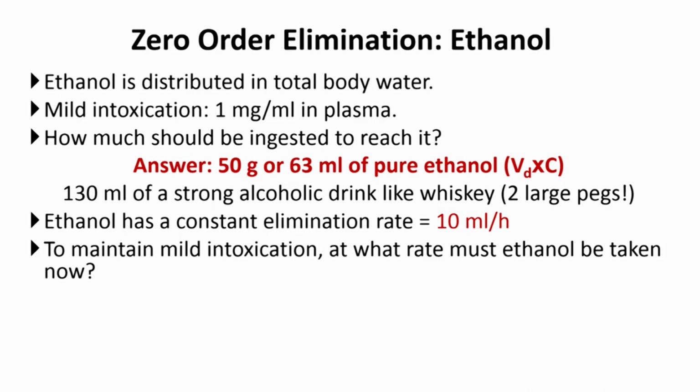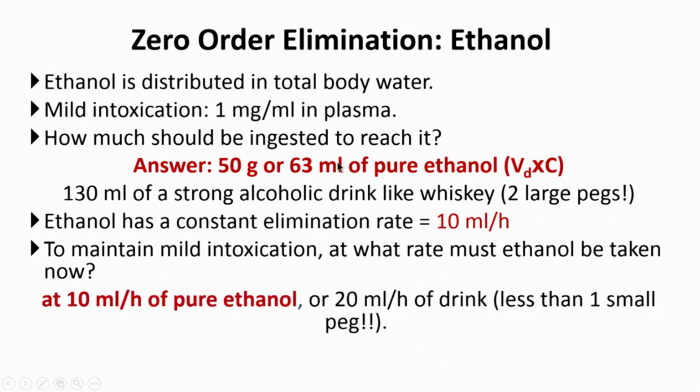I will give you a couple of moments to figure this out. Remember, we are saying that the elimination is 10 ml per hour, and the mild intoxication level is 1 mg per ml in the plasma. So how much should the person be drinking so as to maintain this 1 mg per ml concentration in the plasma? It is a very simple answer. Essentially, we should be drinking at a rate equal to the elimination rate. So if we keep drinking at 10 ml per hour, that would maintain a concentration of 1 mg per ml, and that is fairly easy because it is a zero order elimination.